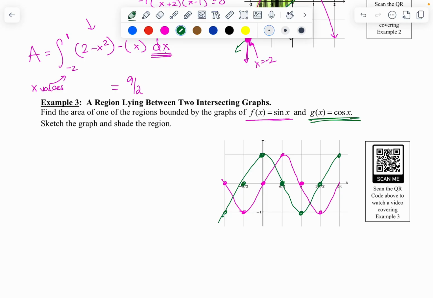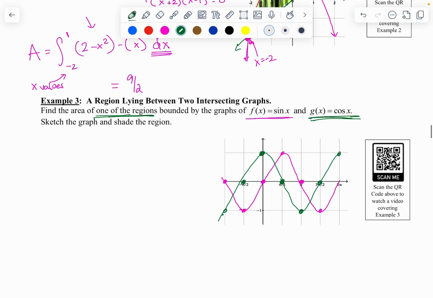So hopefully you've noticed that it says find the area of one of the regions, right? Because sine and cosine will be going on forever and ever. And because they are periodic, the areas of their intersecting parts are going to be the same. So let's just pick one area. I'm going to choose the area from here. I did not want that. I wanted the green. So right here.